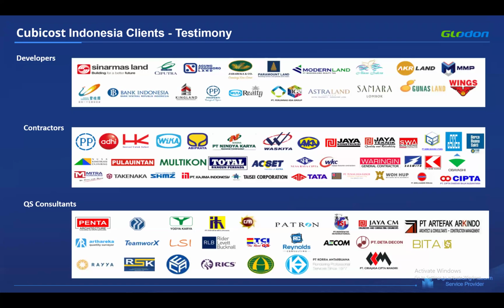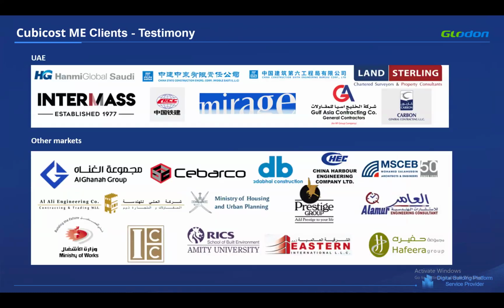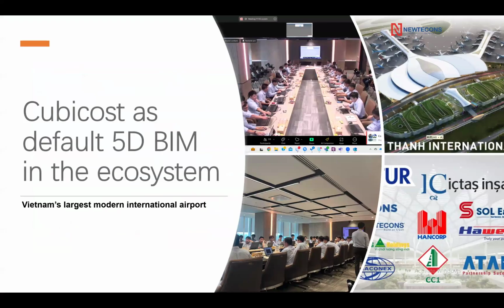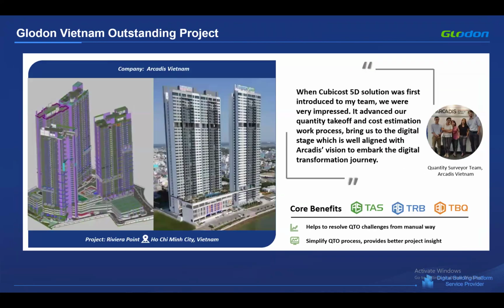And these are some testimonials from Malaysia, Indonesia, Vietnam, Thailand, and the Philippines, and some from India. And these are some Middle East clients. You can see Mirage, the cost consultant for MR projects, and Land Sterling, the cost consultant for Damac projects. You can see Carbon Group, DCC (Dubai Contracting Company), China State, China Railway, and Intermars. A lot of consultants and contractors use our software in the Middle East region. This is the biggest airport project in Vietnam. Contractors, consultants, and the client use CubiCost as the default software. They came to an agreement to use our software as the default software. And these are some international project testimonials. There are plenty of them.